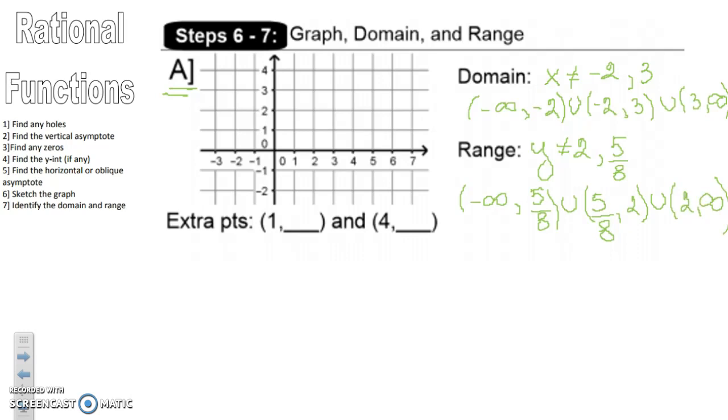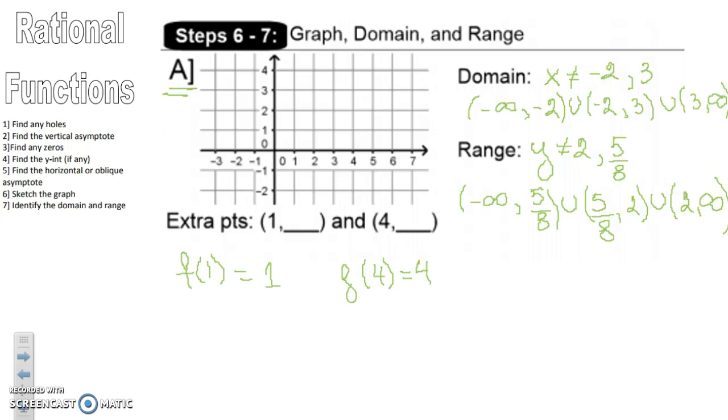It is always helpful to add some additional points. For those points, we were asked to calculate how much is f of 1. You can always substitute the 1 into your original function. You will end up with a 1. And then if you did f of 4, substitute that 4 in, you should end up with a 4.